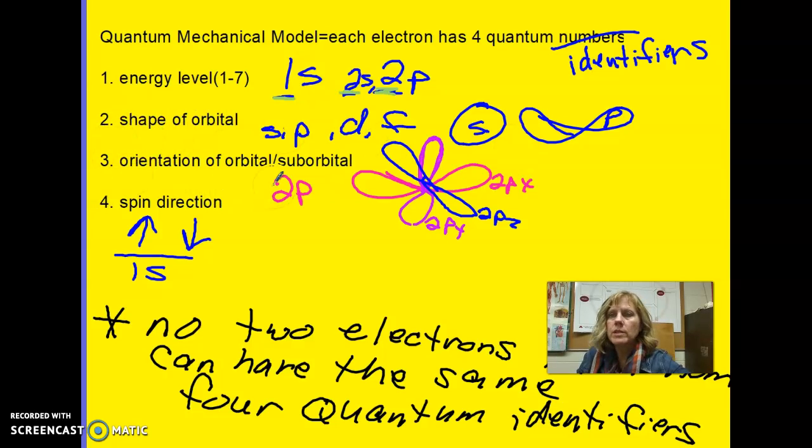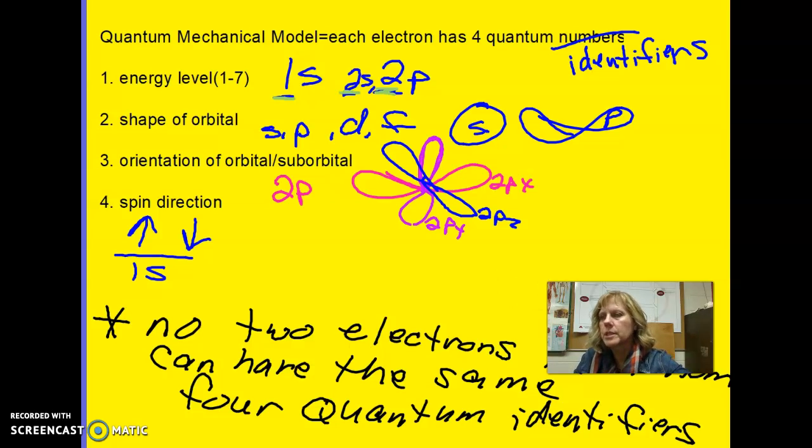The third is the orientation of that orbital. Is it a 2px, a 2py, or 2pz? What plane am I finding that orbital on? So the orientation of that orbital or suborbital is the third quantum identifier. And then the fourth one is spin direction. If there are 2 electrons in this 1s orbital, which direction is each electron spinning? It's either spinning clockwise or counterclockwise. And the big rule here: no 2 electrons can have the same 4 quantum numbers or quantum identifiers.